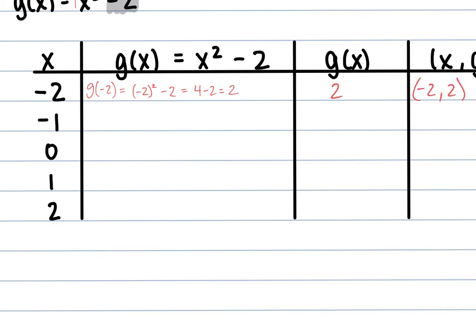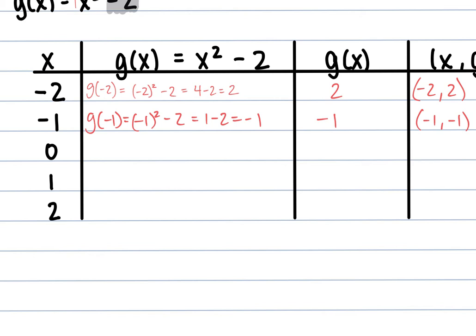All right, you can walk me through the second one. Brandon, go for it. It'll be g of negative 1 equals negative 1 squared minus 2. You square the negative 1 and you get positive 1. You subtract by 2 and you get negative 1. Excellent. So my second point is what? Negative 1, comma negative 1.